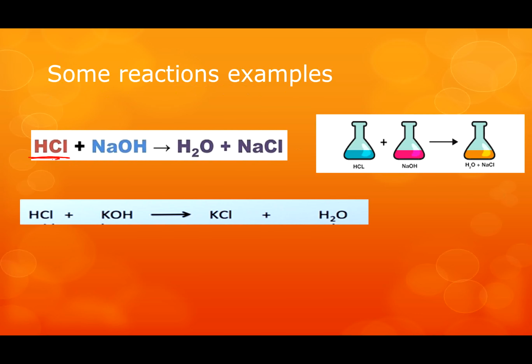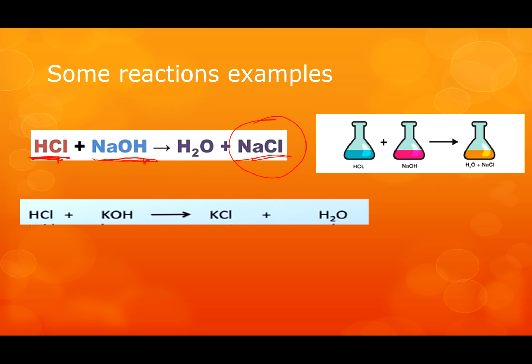Now let us apply this word equation to write some chemical equations or symbol equations. Let's take an acid, like here I have taken hydrochloric acid, which is HCl. The base is sodium hydroxide, its formula is NaOH. When they both react, they form NaCl and water. NaCl is sodium chloride, the common salt which we eat in our day-to-day food.